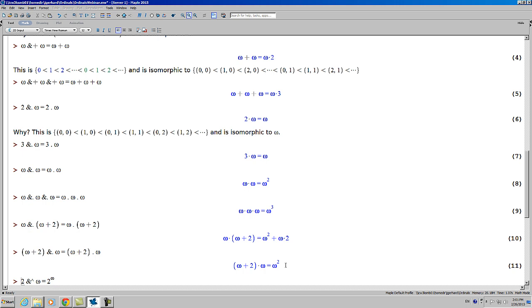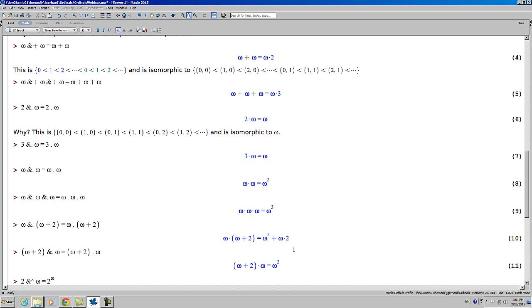So one key thing with ordinals is that things that happen on the right are usually nice and they're exactly the way you would expect, and things that happen on the left are somewhat unexpected. So what happens here, if you multiply by omega plus 2 on the left, all the lower order terms, so the plus 2 basically here in this case, get ignored, and only the highest order term matters.